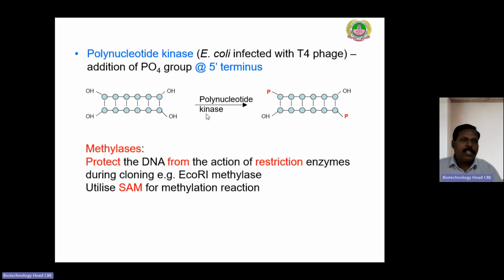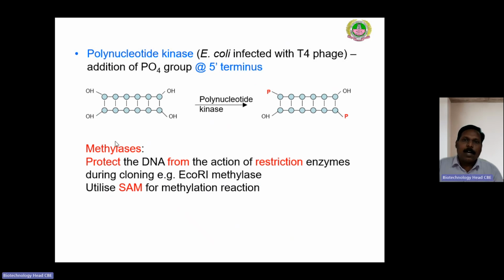So the enzyme activity of polynucleotide kinase is exactly opposite to that of alkaline phosphatase. As you recollect, the alkaline phosphatase removes the phosphate group from the 5' end, whereas polynucleotide kinase will add a phosphate group at the 5' end.